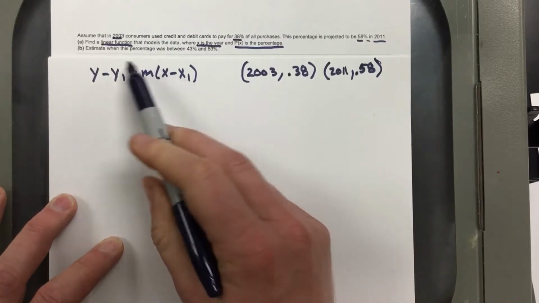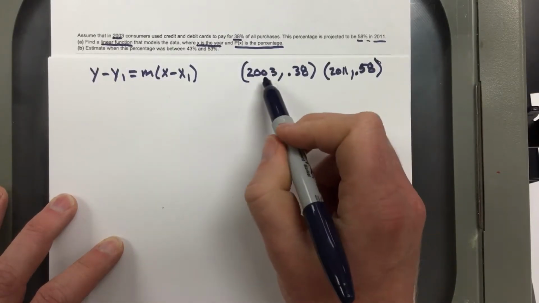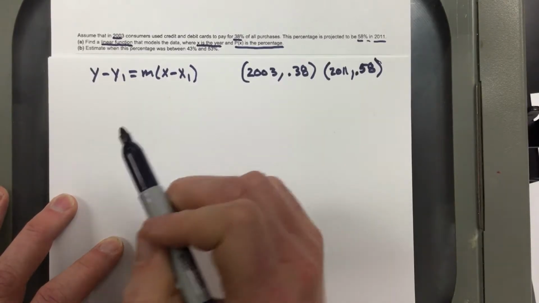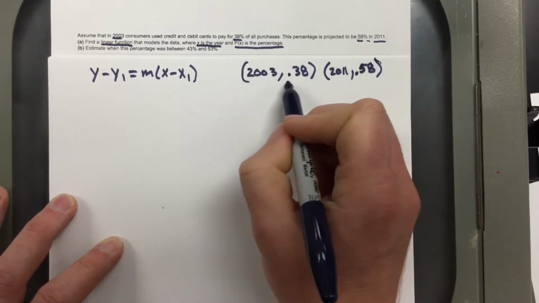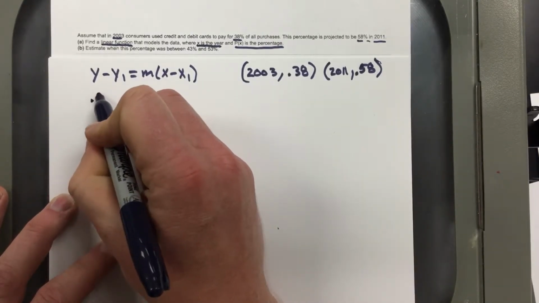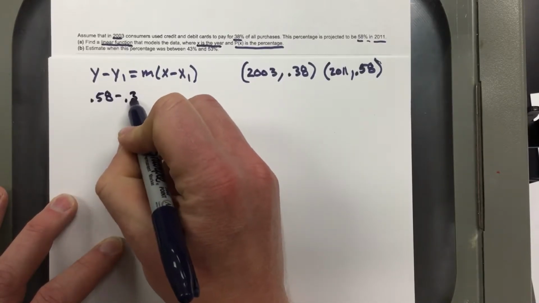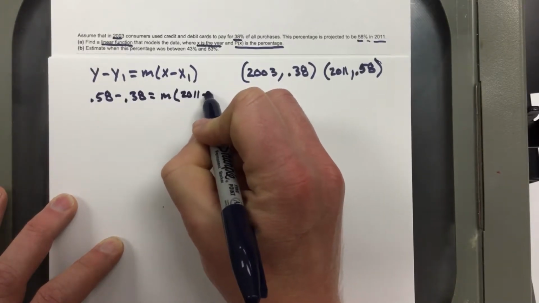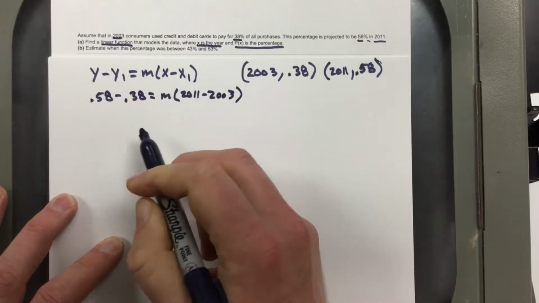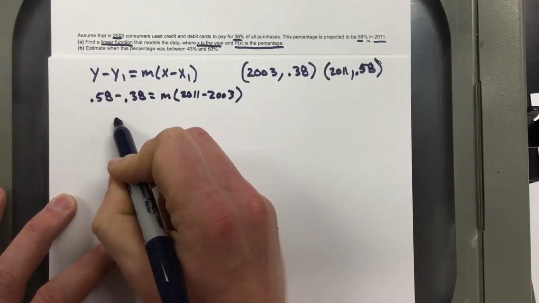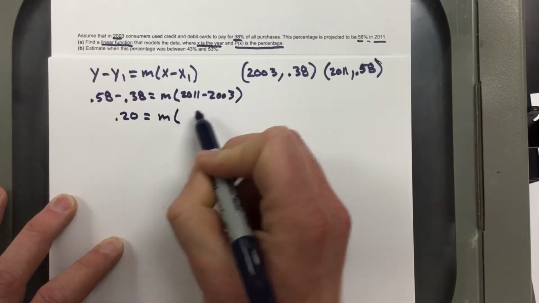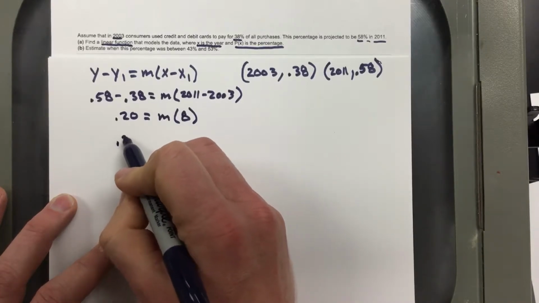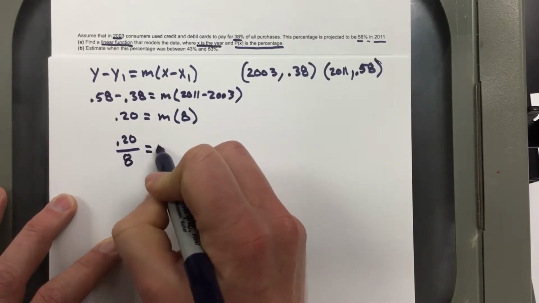So then we can go through and use the points to find our slope. We're going to find the slope, and then take the slope, plug it into the equation along with one of these points, and we'll have our linear function. So we plug in 0.58 minus 0.38 is going to equal m, and then we're going to have 2011 minus 2003. And then we have 0.58 minus 0.38, which is 0.2. And then 2011 minus 2003 is 8. So now 0.20 divided by 8 equals m.